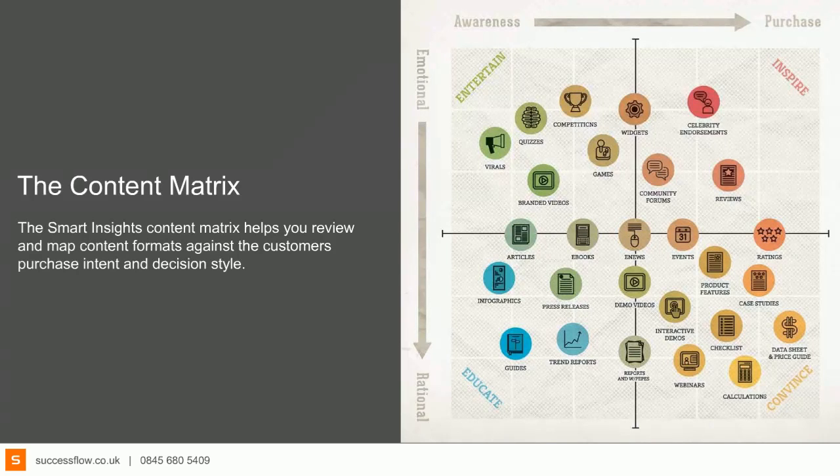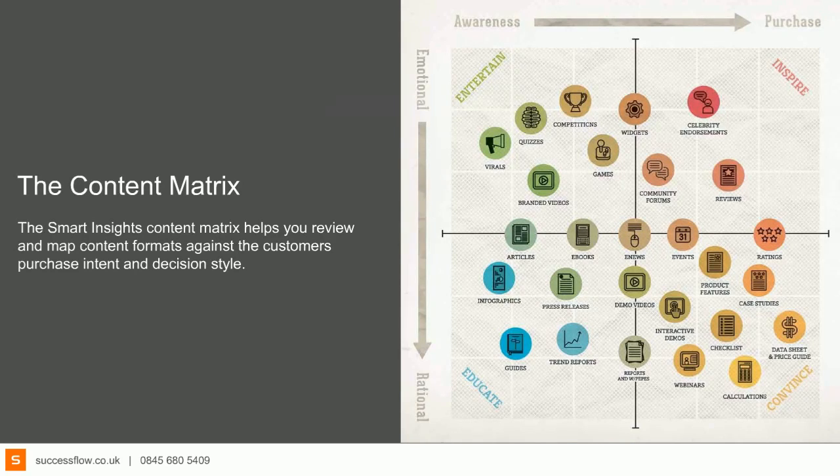Now, in a workshop environment, you can start to think about what content we can produce. What do we have the capability to produce based on the resources available to us, and that might be budget or time or people. Then we can start to map out where that's going to fit in that matrix.